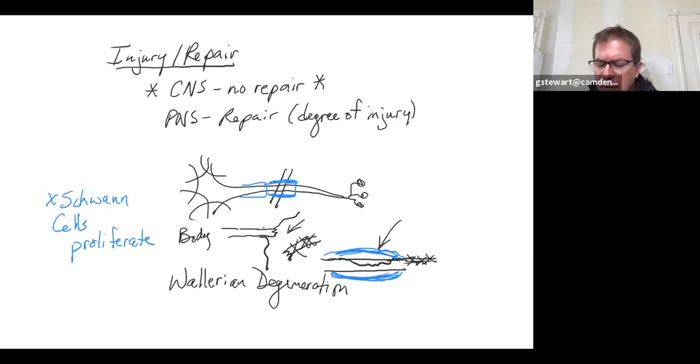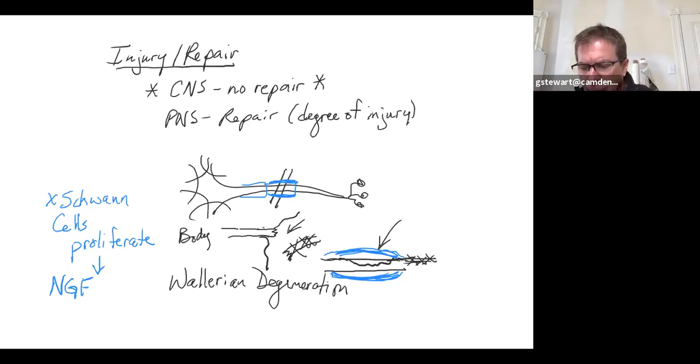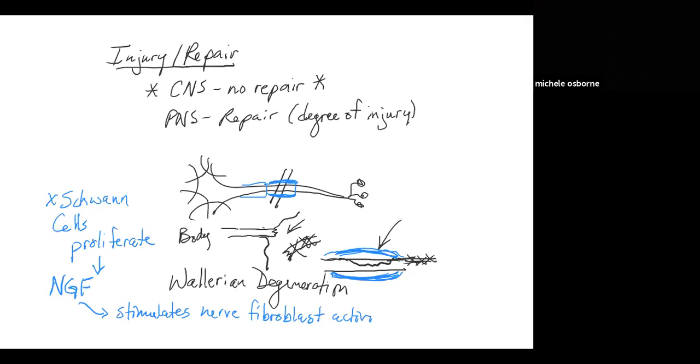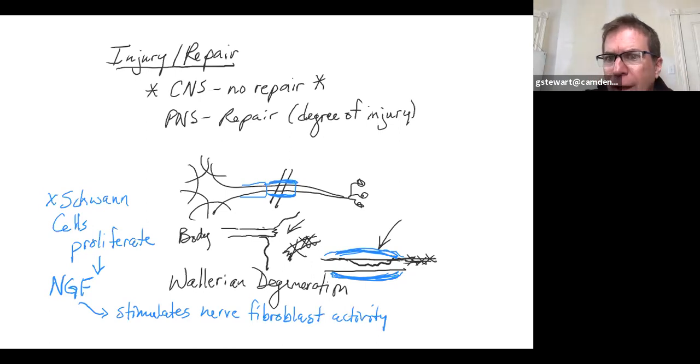So those Schwann cells proliferate and they form a bridge with the original part of the axon. And then the Schwann cells start to secrete something called NGF, or nerve growth factor. It's a chemical that stimulates nerve fibroblasts to become active. That is really the key to nerve repair. Those nerve fibroblasts can also secrete NGF as well, so these also secrete more of that nerve growth factor.